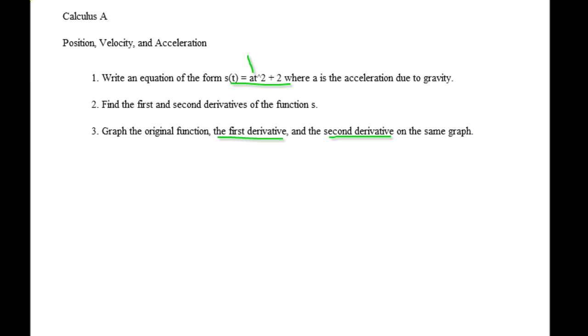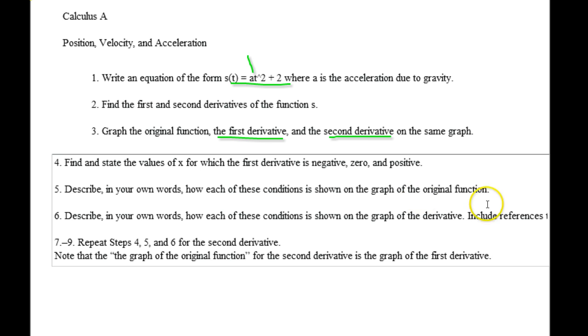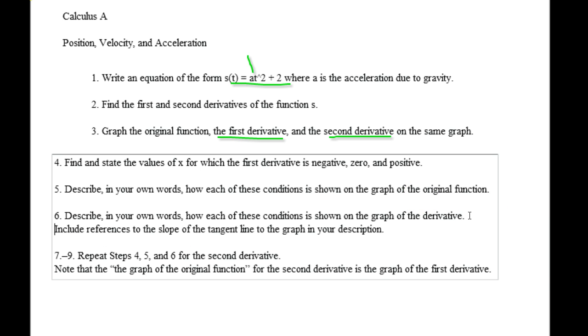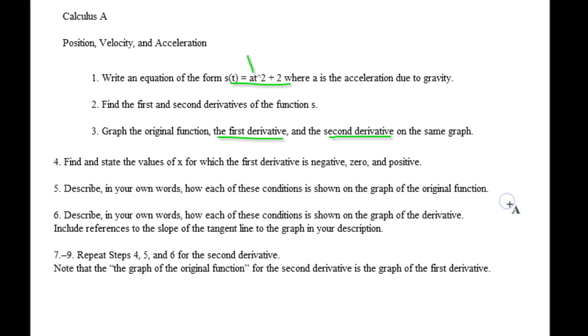Okay, now here's the other steps right here. Find and state the values of x for which the first derivative is negative, 0, and positive. So just focus on the first derivative here. So first derivative for these 3 steps. Describe in your own words how each of these conditions is shown on the graph of the original function, and describe in your own words how each of these conditions is shown in the graph of the derivative.